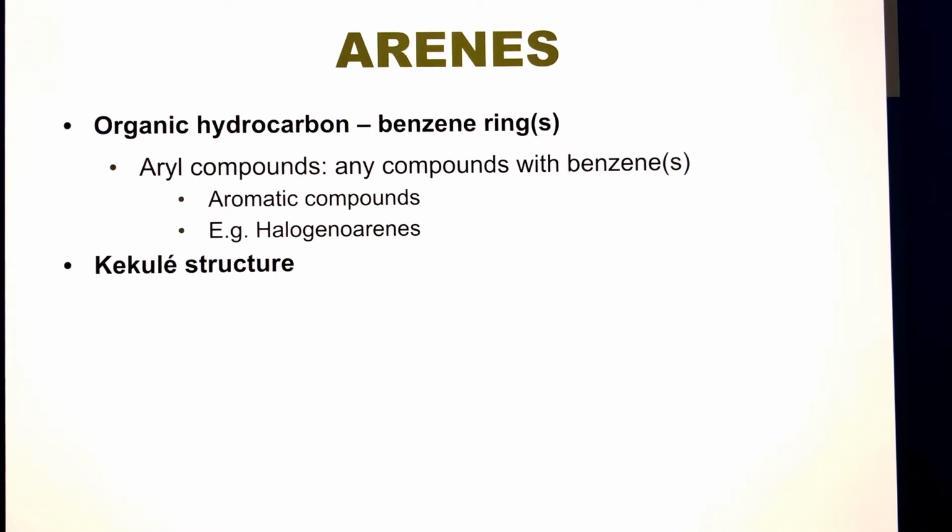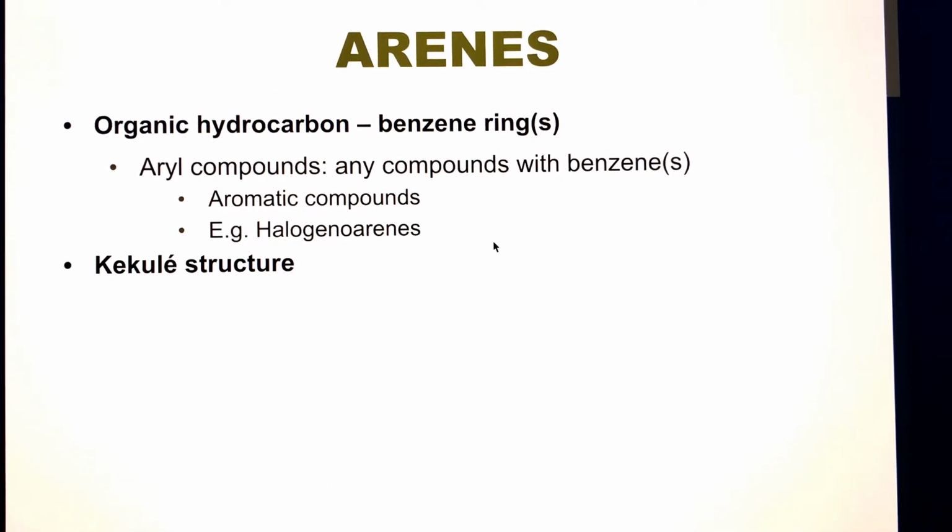Arene is actually different from the benzene ring, although those two are really connected, because an arene is a hydrocarbon that contains benzene rings. Any compound with benzene rings, we call an aryl compound. That's why we have aromatic compounds, halogenoarenes; they're all aryl compounds, and sometimes they also refer to arenes.